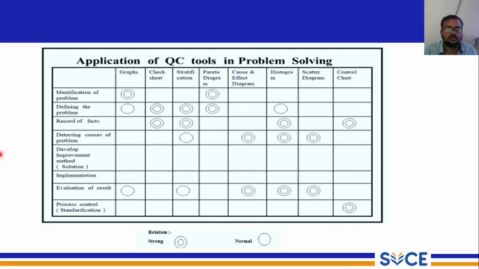As said by Ishikawa, 95% of the problems could be addressed using these tools. That has been the experience of Japanese people. And this video would have given you an overview of how to use the 7 quality tools for a particular problem in an industry.